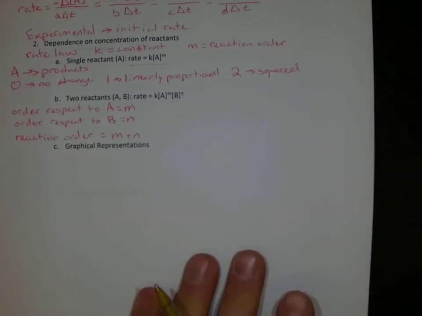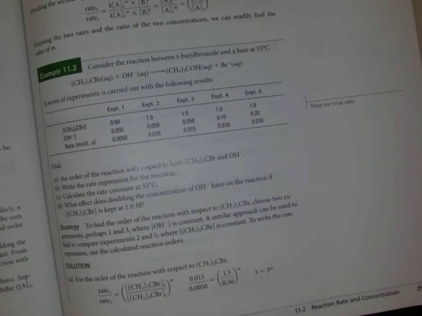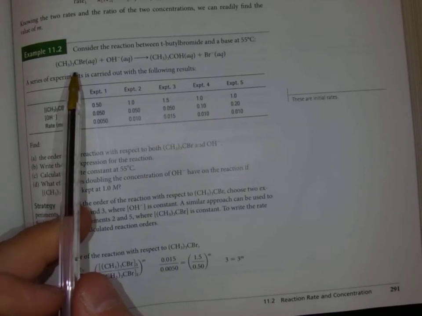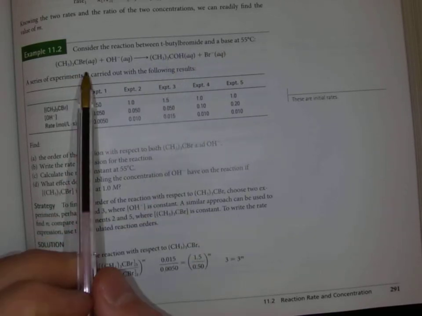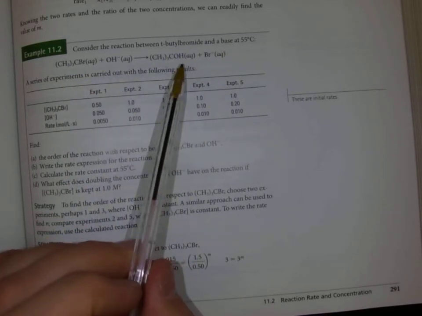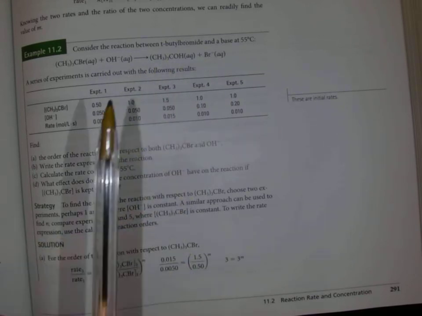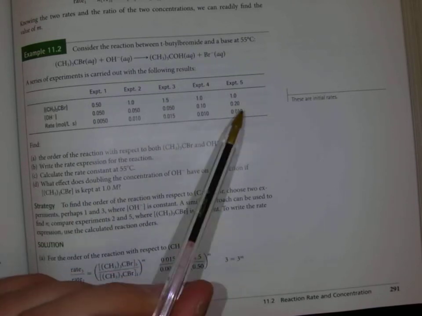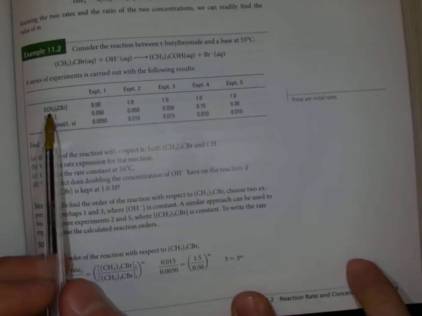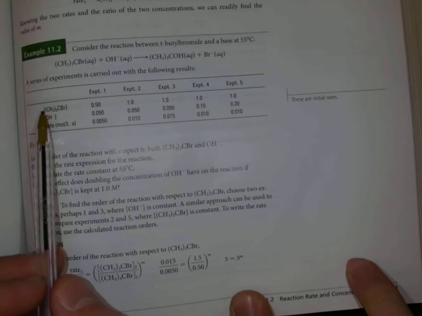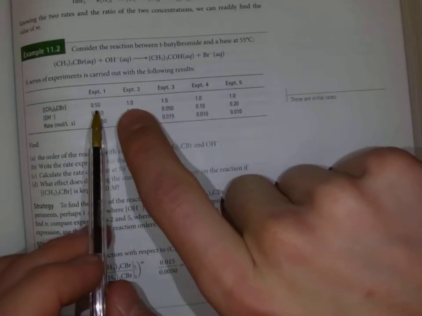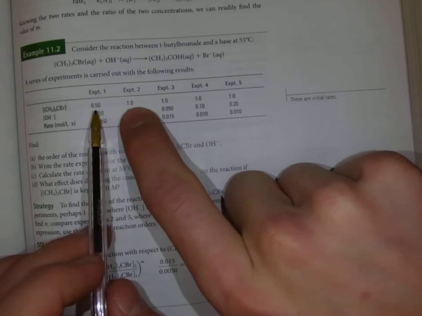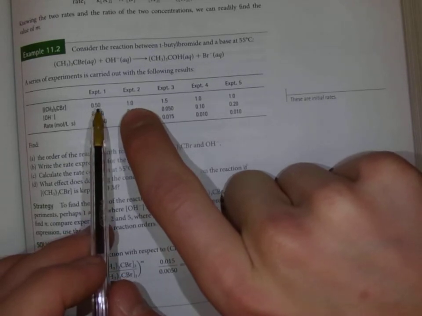So let's again look at another example here from the textbook. If we look at the textbook, right, here we have a reaction between T-butyl bromide and a base, right, hydroxide, and we're going to get T-butyl hydroxide and bromide here, okay? So we have to do a few different reactions, and the first thing that we're going to do is we're going to change the concentrations of T-butyl bromide. When you do that, right, we're going to look at just these first two experiments, because between these first two experiments, we have doubled our concentration of T-butyl bromide.